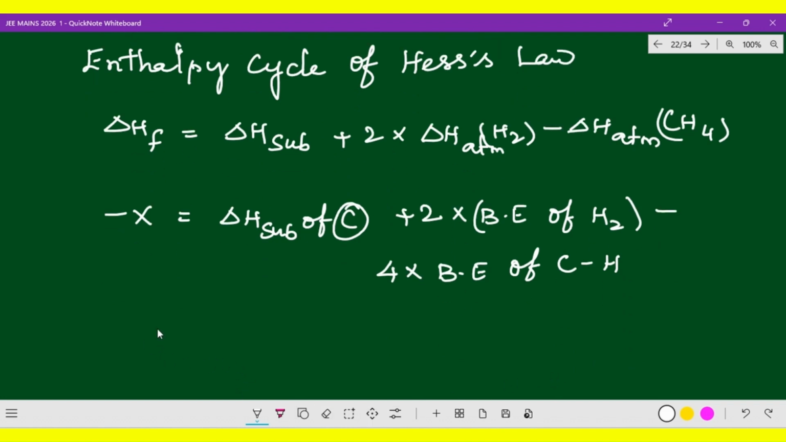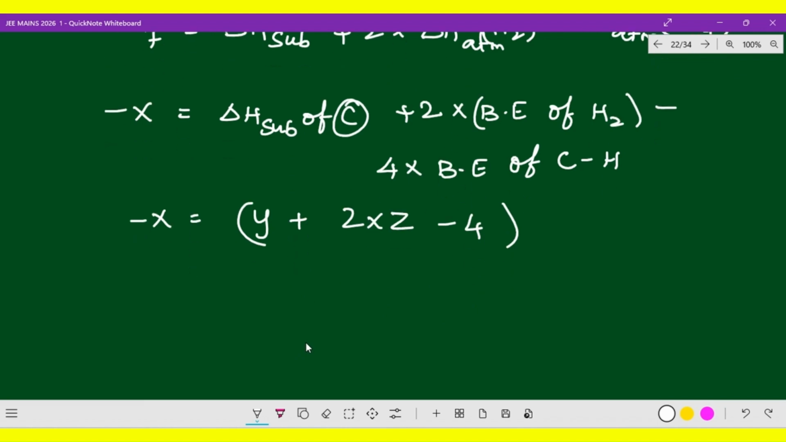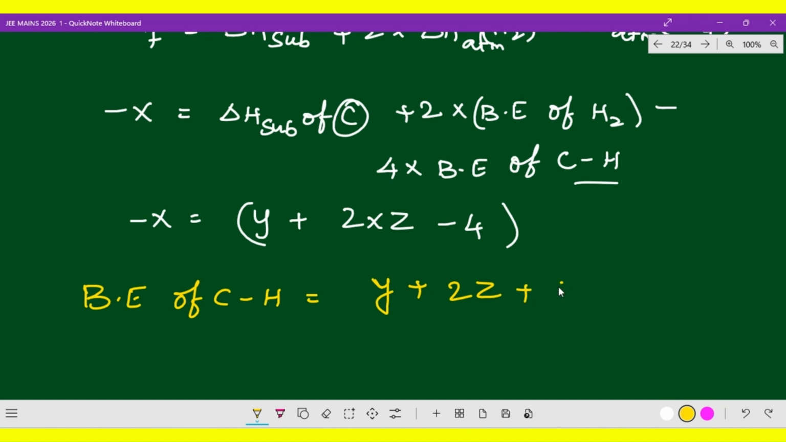So minus X, here minus X equal to 2, that is here sublimation, that is Y plus 2 into Z, that is Z minus 4. Okay, so this is the way we can bring. Now we want CH4 only, right? That means bonding energy of carbon hydrogen equal to Y plus 2Z plus X divided by 4. Can we bring in this way?